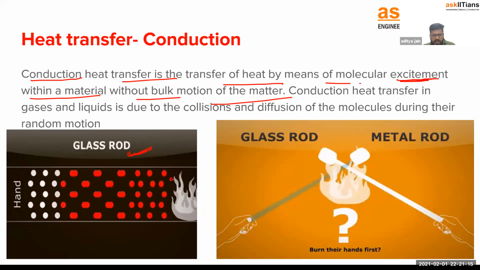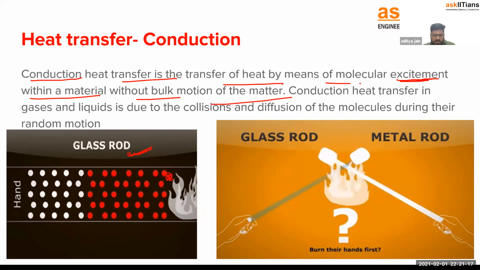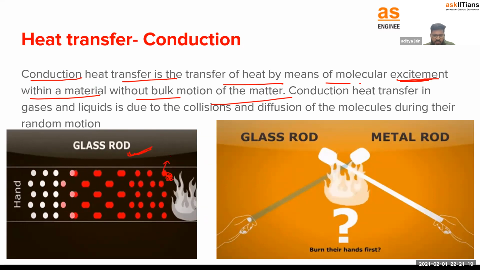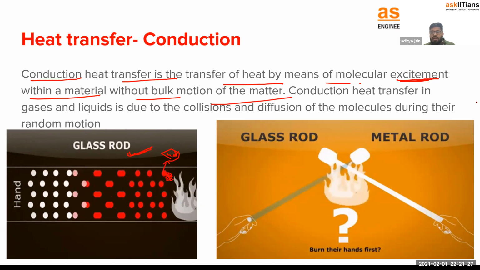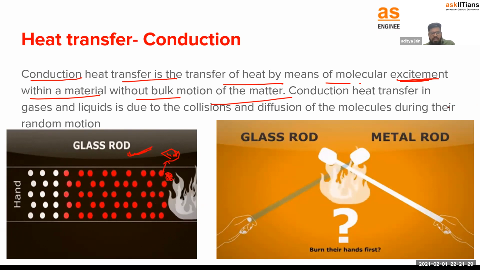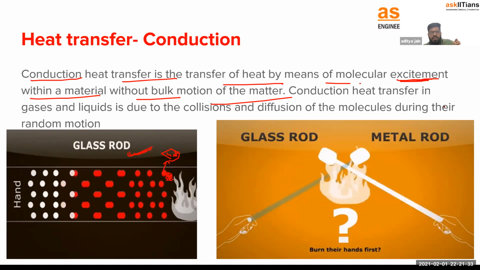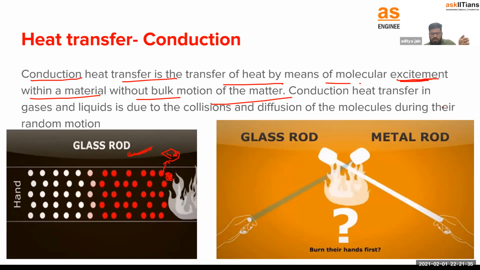Whatever molecules are present at the hotter end, suppose these are the red molecules. Red molecules are hot because they are near the flame. Once they are heated, they get some excitation energy, which is written as molecular excitement in the definition. Once they get excited, they transfer their energy to the corresponding molecules in the forward path.